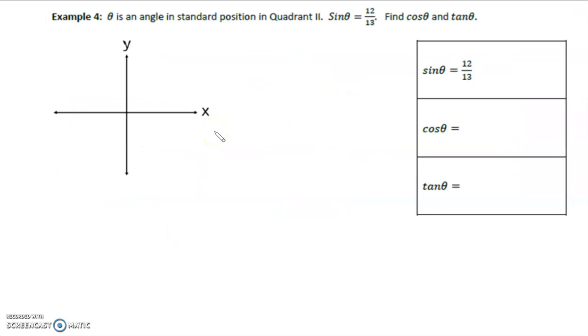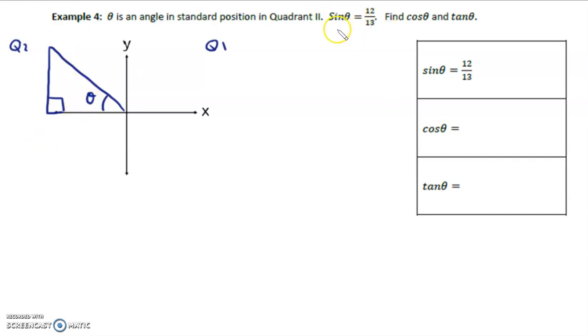Okay, theta is an angle in standard position in quadrant 2. So we know that this is quadrant 1, this is quadrant 2, so it's going to look like this. Theta is an angle in standard position. Automatically, just because I know the questions, I'm going to draw this down to the x-axis.